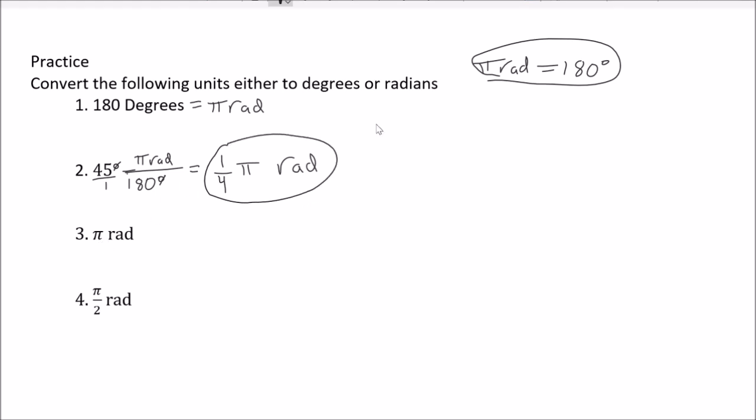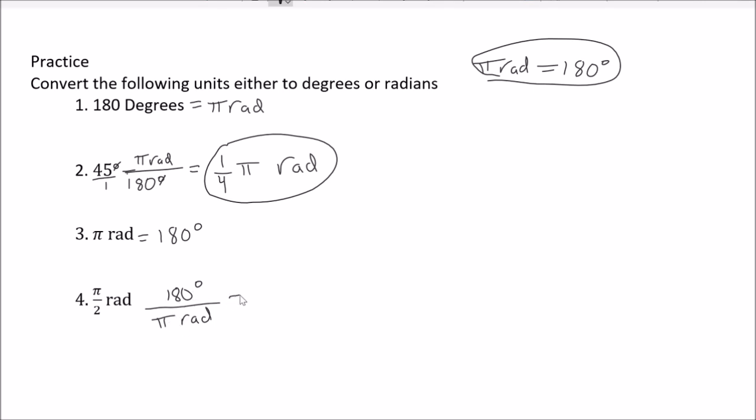Pi rad, that's a quick one. That's the same as 180 degrees. We already knew that. And what about pi over 2 radians? All right, we're going to do that same trick with a conversion factor. Okay, we have radians here, so I want to divide by radians. I'm using this information. Pi radians is the same as 180 degrees.